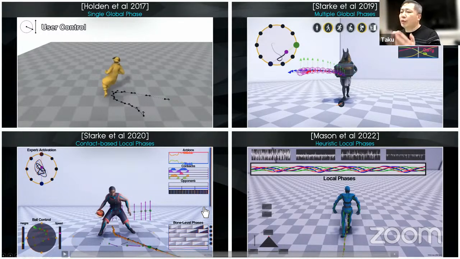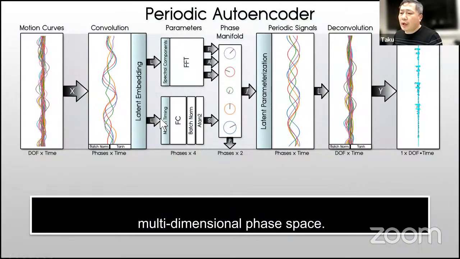Defining these rules for the phase is somewhat manual, which is not very great. So in this periodic autoencoder, we were trying to overcome this limitation by learning these phases automatically from the motion capture data. The procedure is that you give all the motion capture data in the form of the 3D joint velocities, and then we pass it through the convolution layer, reduce the dimensionality, and for this smaller number of channels, we apply the FFT.